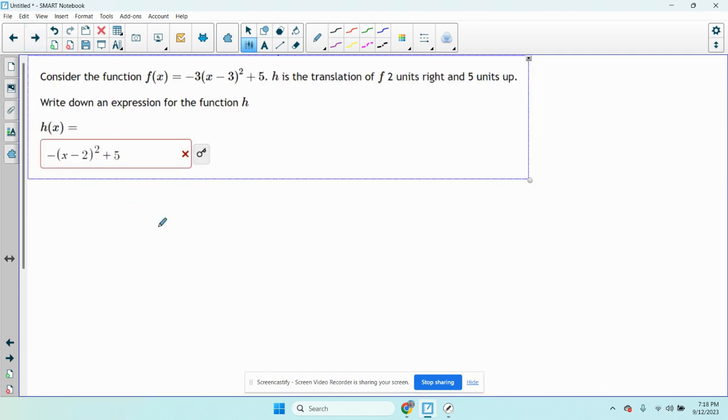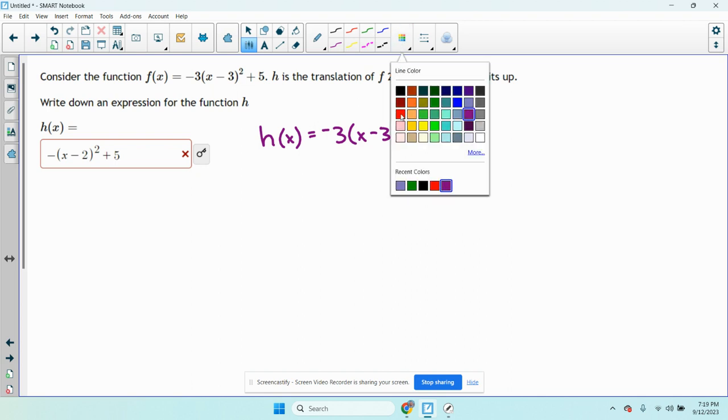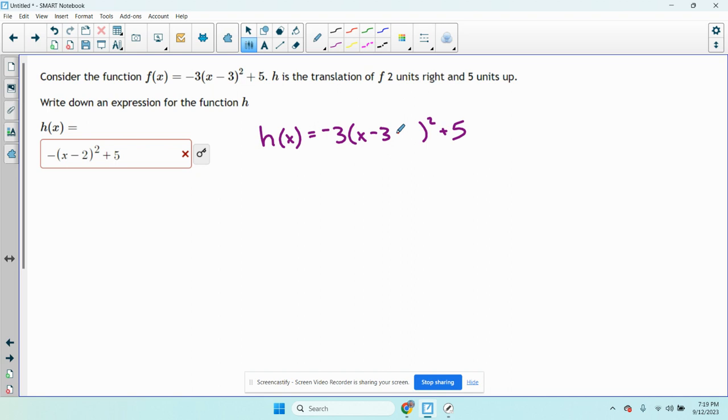Okay, now this says consider the function this. H is the translation of 2 units to the right and 5 units up. So I'm going to rewrite it. H of x equals -3 times x minus 3 with a space squared plus 5. 2 units to the right, that's going to be -2 on the inside. 5 units up is going to be +5. So the new equation is going to be -3 times x minus 5 plus 10. Oh, and this is squared.